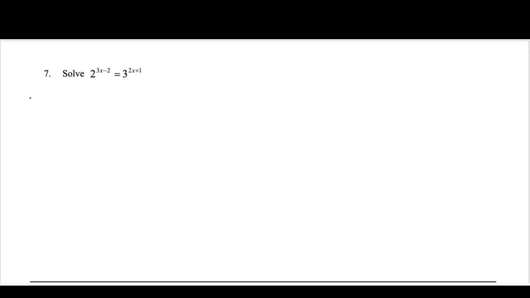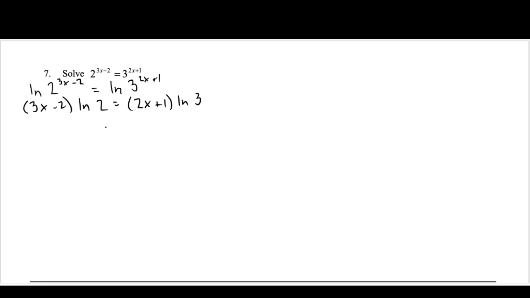We take a logarithm of both sides, and my preference is natural, but base 10 is also just fine. But I'll do ln of 2 raised to the power of 3x minus 2 equals ln of 3 raised to the power of 2x plus 1. Now on both sides, I apply the power property. The exponents come out front, right? So on the left, I've got (3x minus 2) times ln 2 equals (2x plus 1) times ln 3.